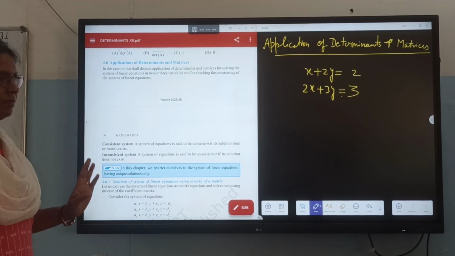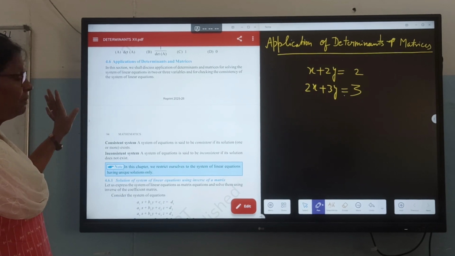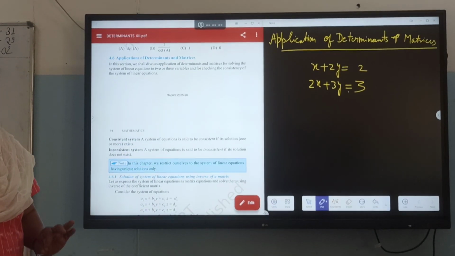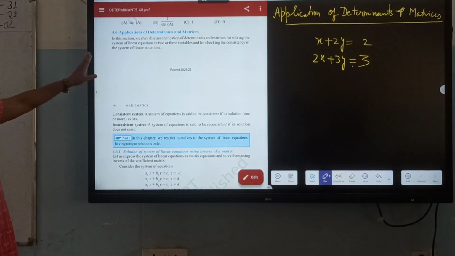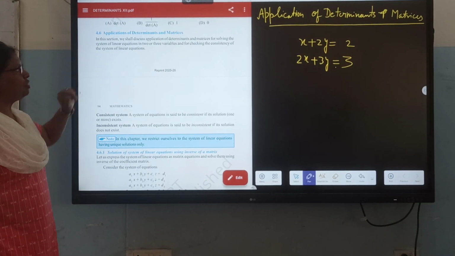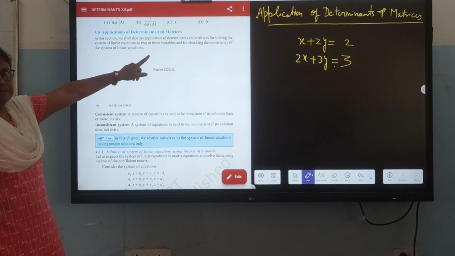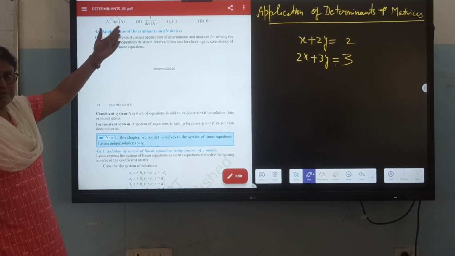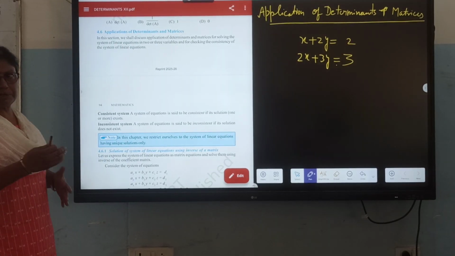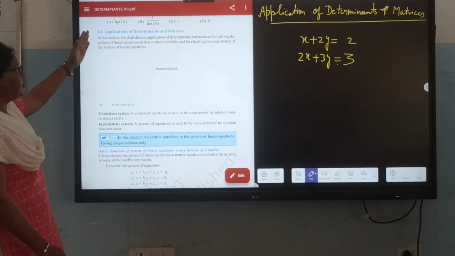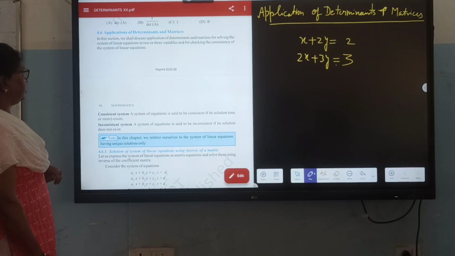We have already completed adjoint and inverse of a matrix, and today we will proceed towards the application of determinants and matrices, which is our actual target. Before starting the chapter on matrices and determinants, this application is the actual target.